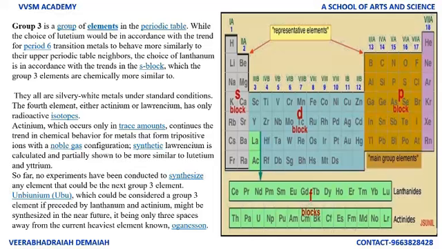So far, no experiments have been conducted to synthesize any element that could be the next group 3 element. Unbunium, which could be considered a group 3 element if preceded by lanthanum and actinium, might be synthesized in the near future, it being only 3 spaces away from the current heaviest element known, oganesson.